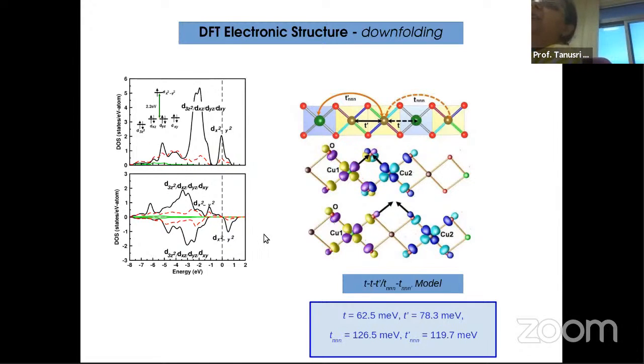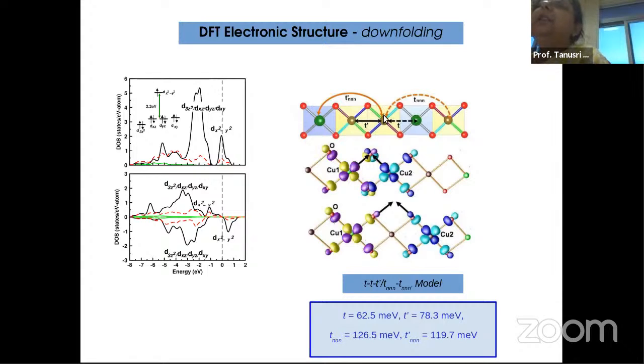If you do a DFT plus U, as I mentioned, then this gap value increases. So what we found is a very interesting thing. Since it is an edge-shared situation, the nearest neighbor hoppings, the effective hopping between copper x square minus y square and another copper x square minus y square, which is placed in the neighboring site, you find that their tails cancel each other because they are edge-shared.